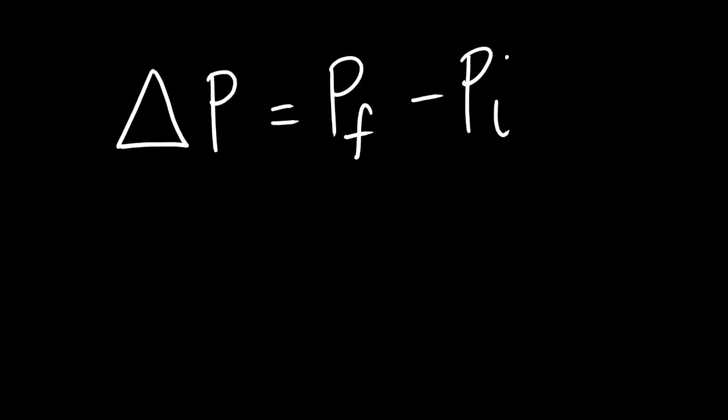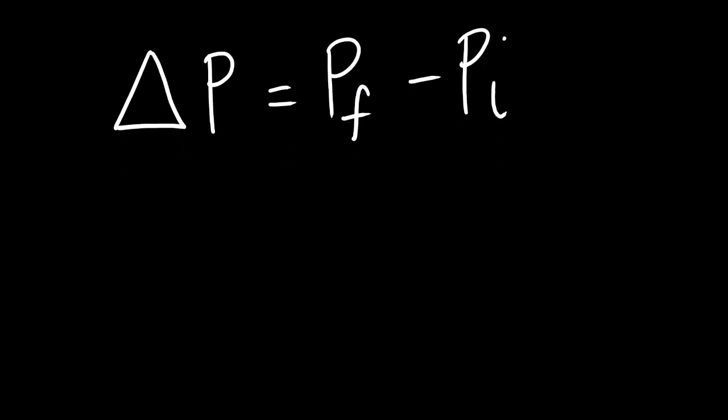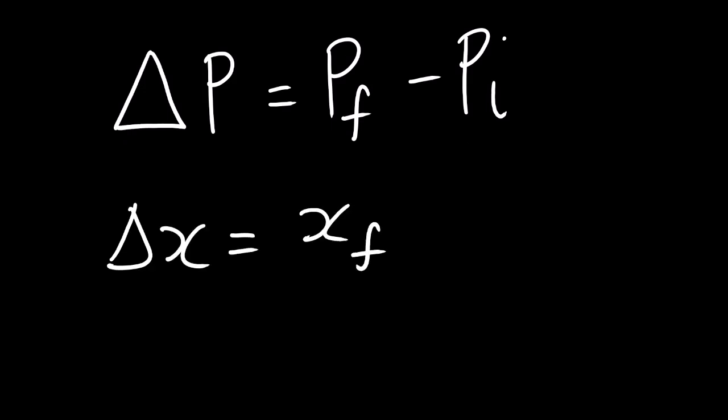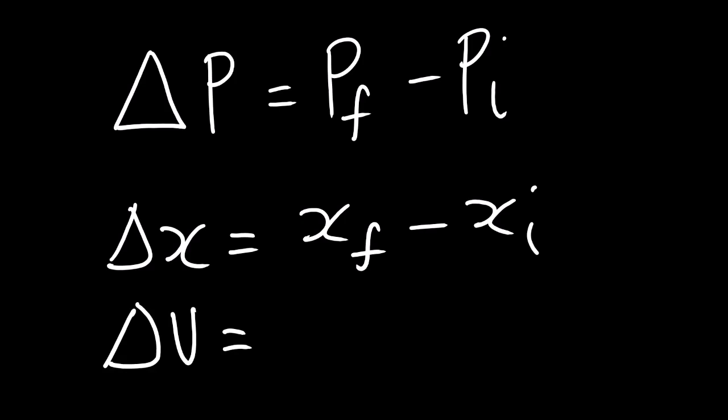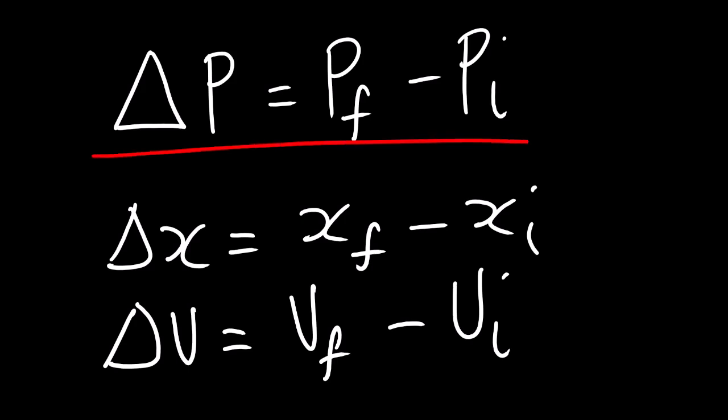Change in momentum is the same as other physical quantities. We know that when we say change in displacement, we actually mean the final displacement of an object minus the initial displacement of an object. Same as the change in velocity is final velocity minus initial velocity. So we also have change in momentum, whereby we have final momentum of an object minus initial momentum of an object.